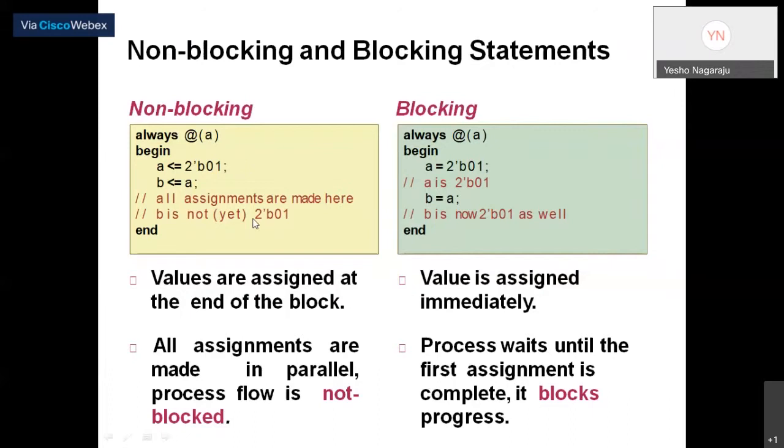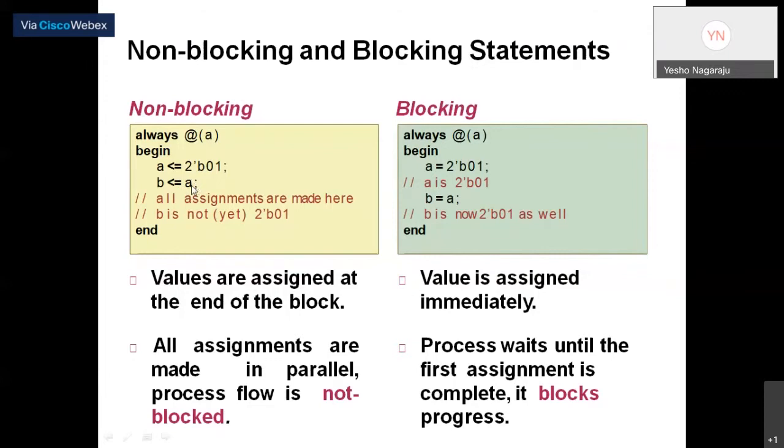Now, when we come to non-blocking assignments, it is like you continuously parse all the statements. A is less than or equal to 2'b01. Does the assignment happen immediately? No, it's a non-blocking assignment. That means it won't wait for this assignment to happen. It'll remember that I have to assign 2'b01 to A. And B will get the value of A. What is the value of A?